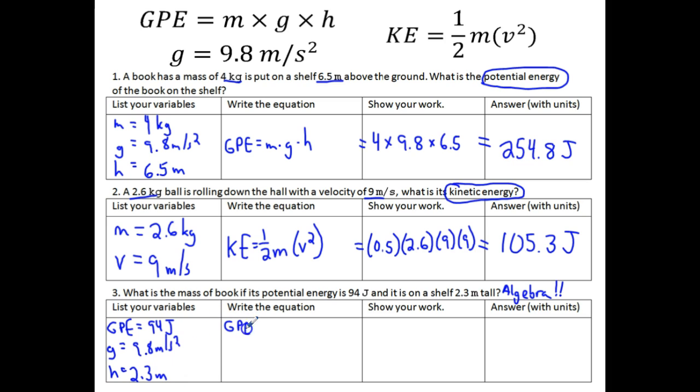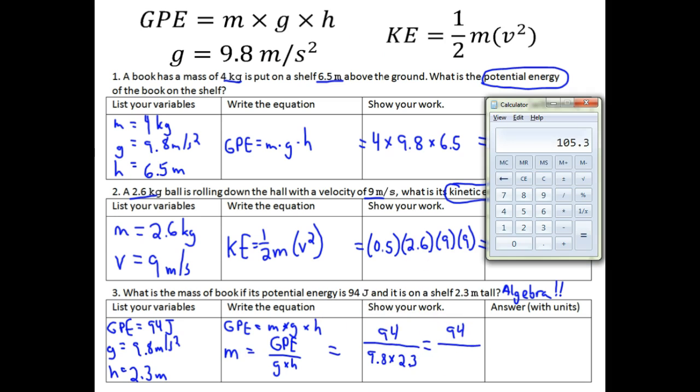In this case here, here's my original equation. GPE equals mass times gravity times height. Now I really want to isolate the mass. So what I'm going to do is essentially a little bit of algebra, divide both sides by gravity times height, which is going to cancel that out. So my equation is the mass is gravitational potential energy divided by the gravity times the height. From here on out, it's just a simple matter of plugging in my numbers, 94 joules divided by 9.8 times 2.3.